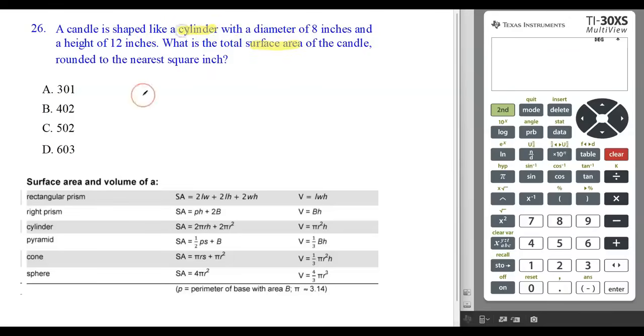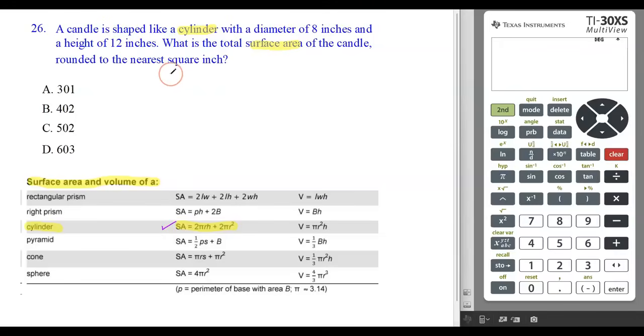of a cylinder. And I took a snippet of the formula sheet that you'll have access to on the GED test. You'll see a part on there where it says surface area and volume. So we'll go to cylinder right here and look for surface area, which is right here. SA stands for surface area, right here. Over here would be the volume of a cylinder. So I'm going to be using this formula right here.